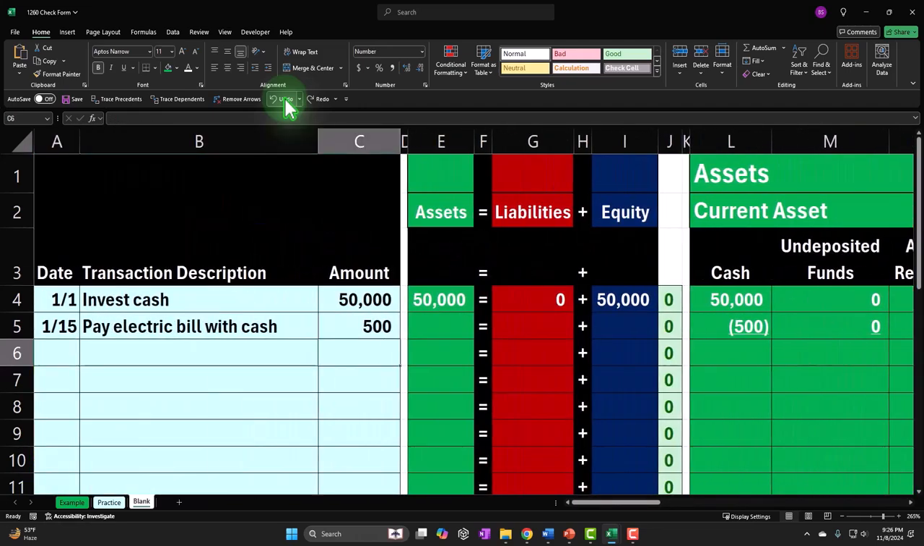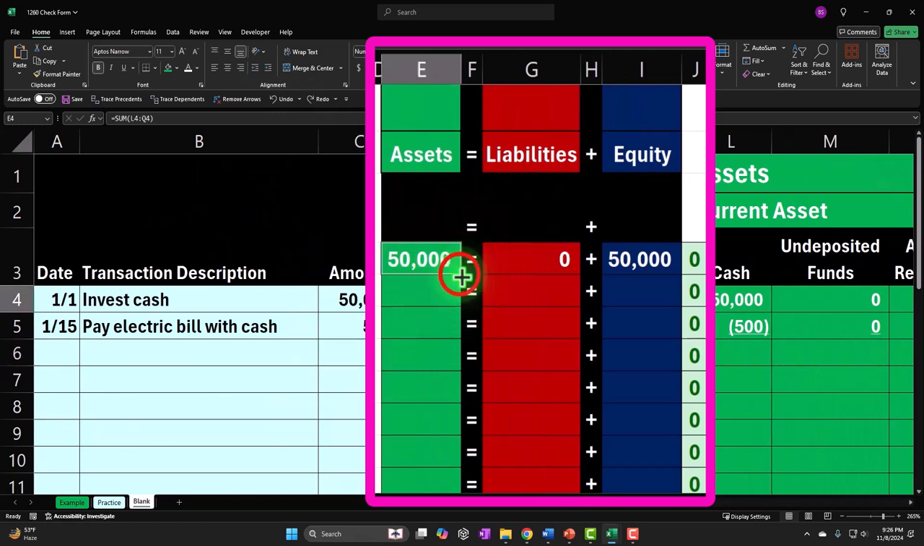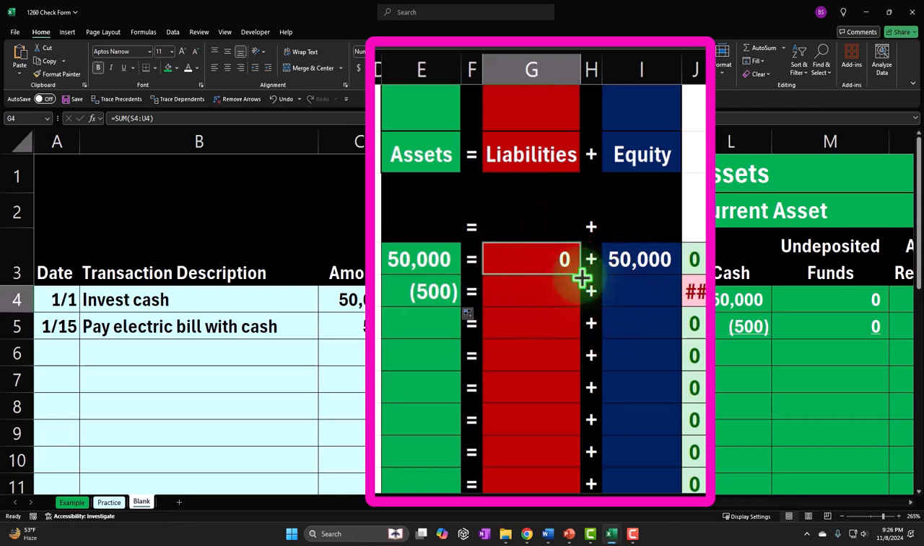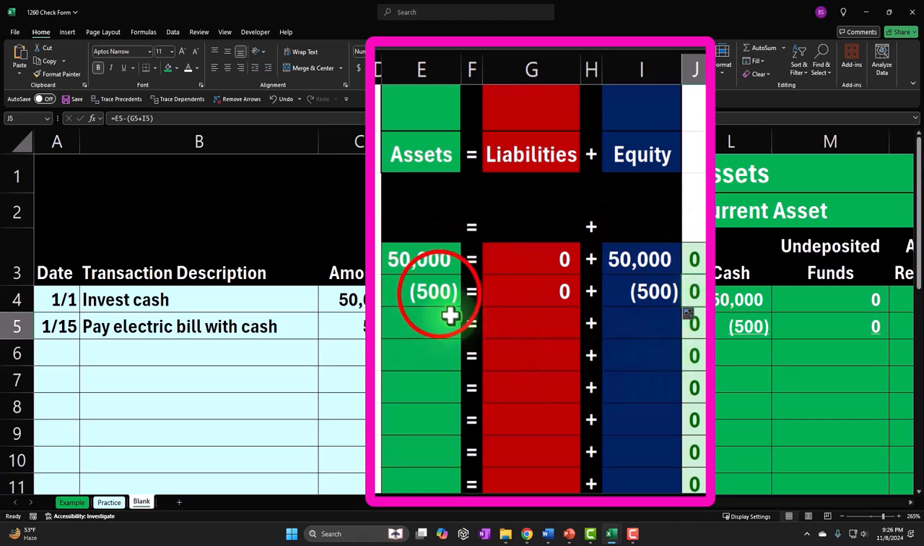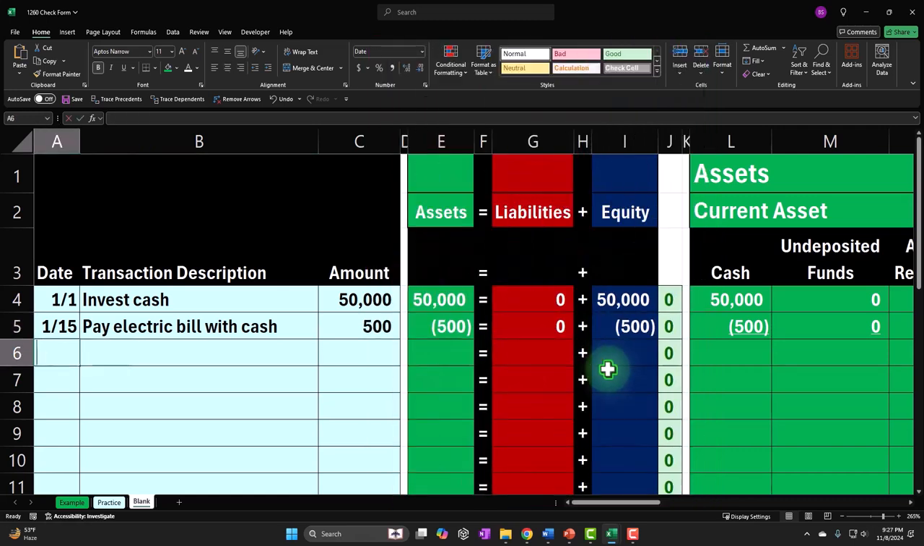All right, let's copy this down and say, all right, now cash the 500, negative 500, copy this down. Nothing happened to the accounts payable. Copy this down. That puts us back in balance. That's good because assets went down 500, equity went down 500. Makes perfect sense.